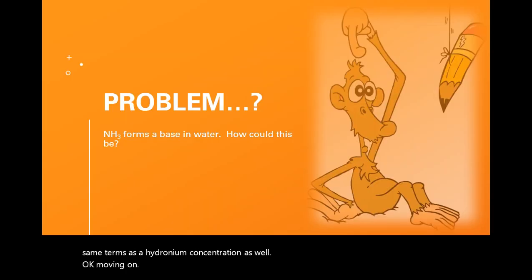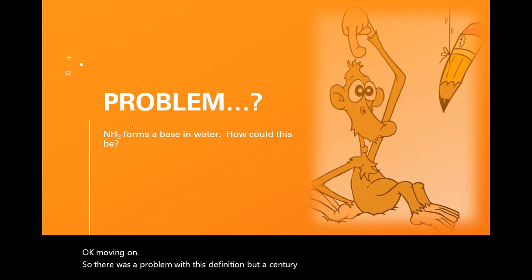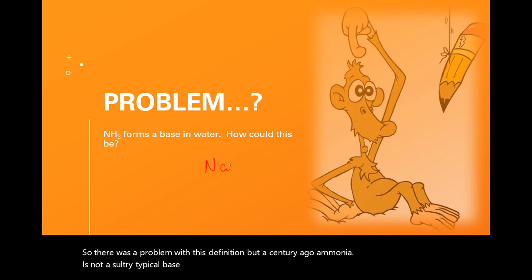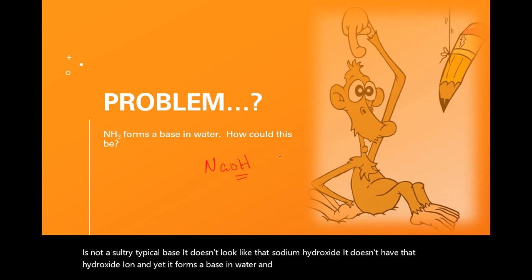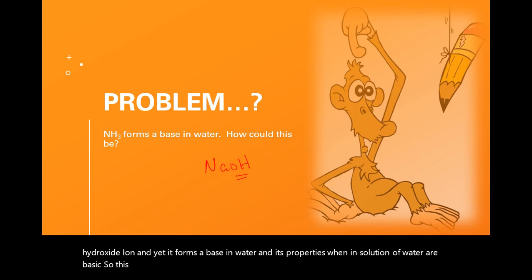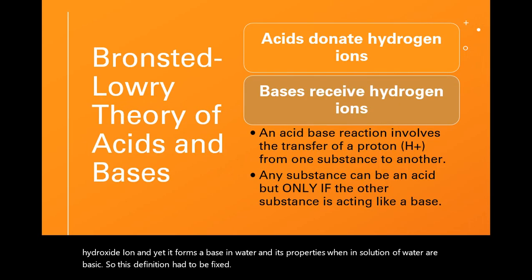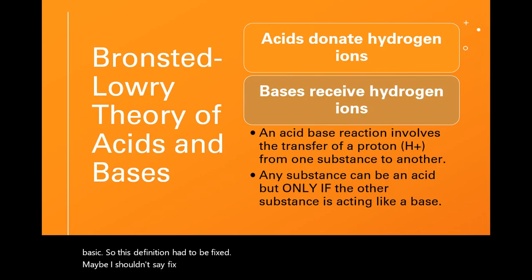So there was a problem with this definition about a century ago. Ammonia is not your typical base. It doesn't look like that sodium hydroxide. It doesn't have that hydroxide ion. And yet it forms a base in water, and its properties when in a solution of water are basic. So this definition had to be fixed. Maybe I shouldn't say fixed. This definition had to be amended. We had to add another idea to the idea itself of acids and bases.